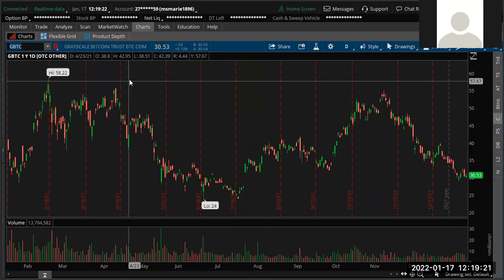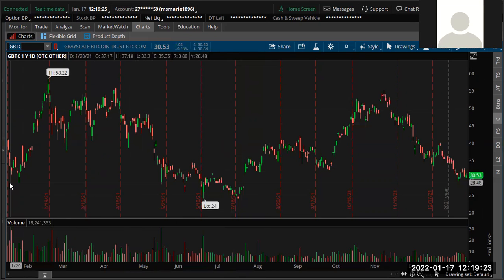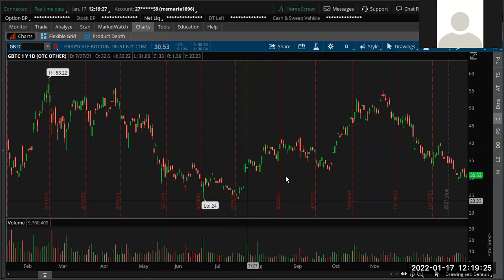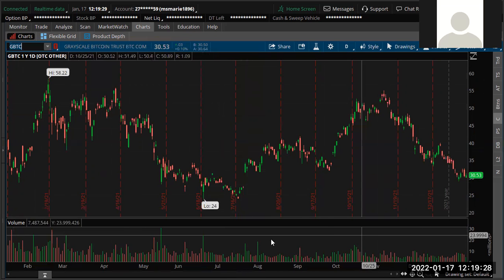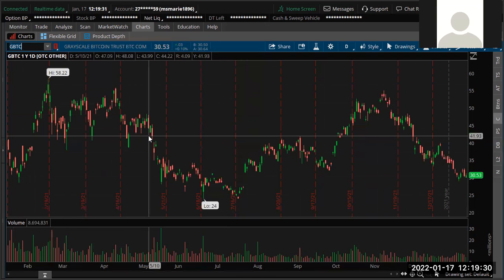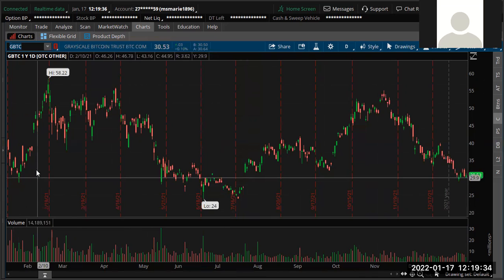Okay, this is a Grayscale Bitcoin chart. It shows the ups and downs of the market over the last year. This application is called thinkorswim. This is where you will put in your ticker symbol for each chart that you're looking at.